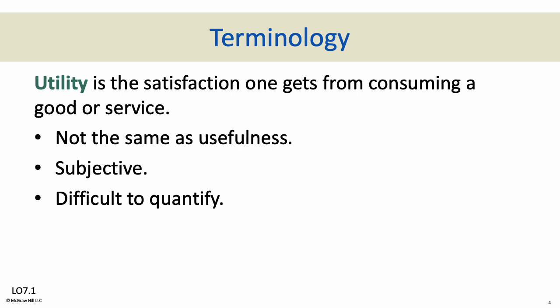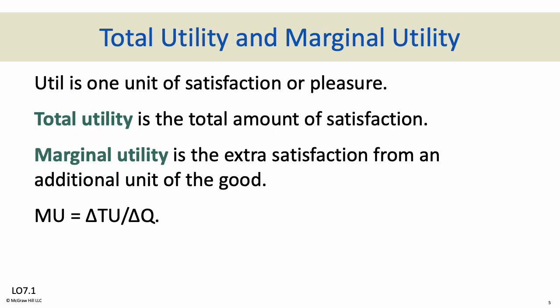And one other thing to keep in mind, utility and usefulness are not the same. An item which is essentially useless can provide a lot of utility. So utility we would consider as 1 unit of pleasure or satisfaction from a good or service. Total utility is your total amount of satisfaction you get from that good or service. And marginal utility is extra satisfaction you get from an additional unit. So as we move from 1 Big Mac to 2, the additional utility you would get from eating that second Big Mac, that's your marginal utility.